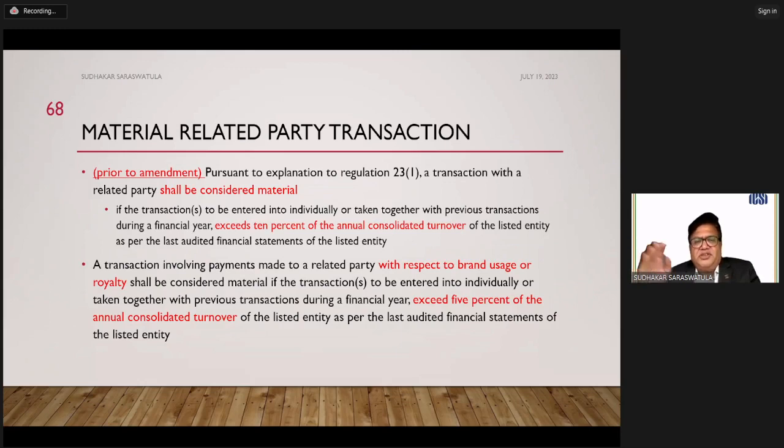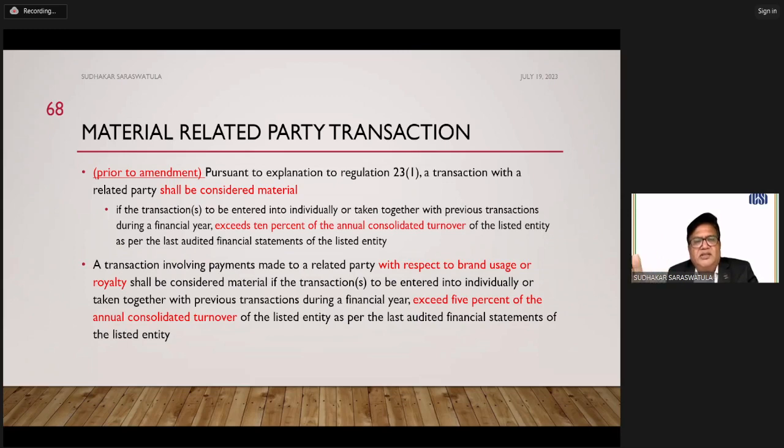Prior to amendment, as I mentioned earlier, it shall be considered material if the transaction to be entered into, individually or taken together with the previous transactions during a financial year, exceeds 10% of the annual consolidated turnover as per the last audited financial statements. That means for a company like Reliance, if my consolidated turnover is approximately 450,000 crores, then 10% of that, so 45,000 crores, if any related party transaction exceeds that earlier, then only I have to go to the shareholders, not otherwise.